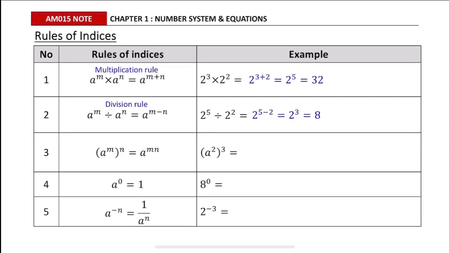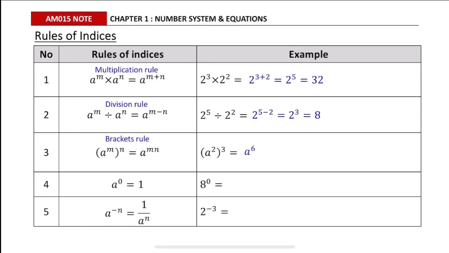The third rule is the brackets rule. If an index a to the power of m is raised to the power of n, then the powers are multiplied together and equal a to the power of mn. For example, a squared raised to the power of 3 equals a to the power of 6.